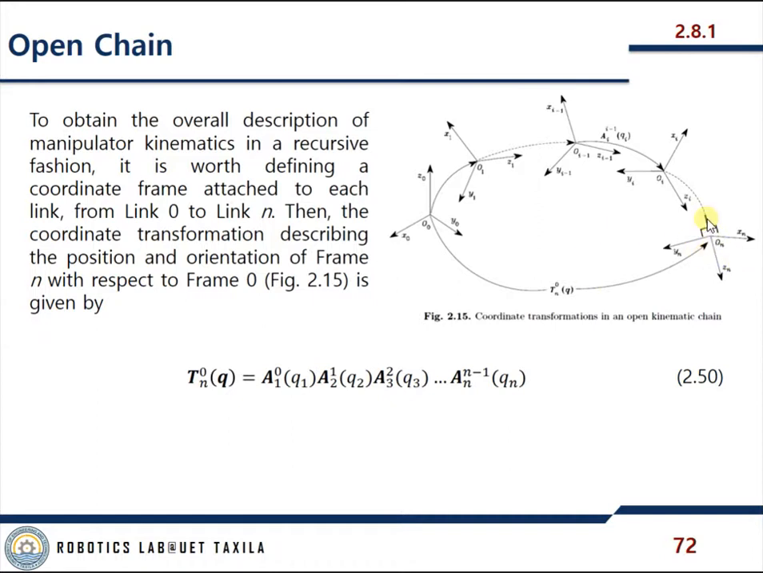So this one is the nth joint and the n plus 1 link, and then the coordinate transformation describing the position and orientation of frame n with respect to frame 0 can be defined like this. The overall transformation from frame 0 to n can be defined like this: we have n to n minus 1, then n. Again, remember that we have n plus 1 links but n joints. So we are moving, and we believe that our reference frame is located at the joint.